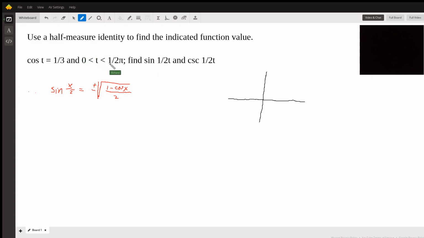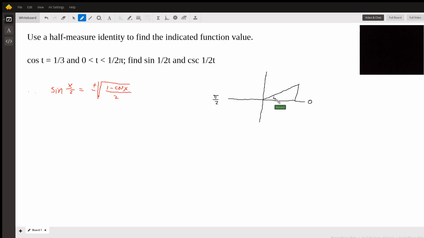Let's take a look at the angle t. We're told that t is between 0 and pi over 2. So here's 0, here's pi over 2. We know that t lies in either the first or second quadrant, but we're told that the cosine is a third. Well, that means it has to be in the first quadrant. In the second quadrant, cosine is negative.